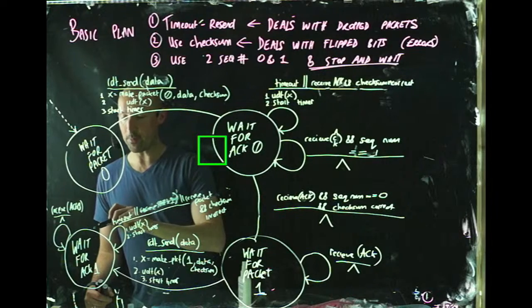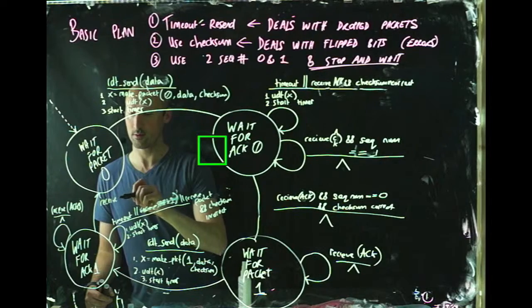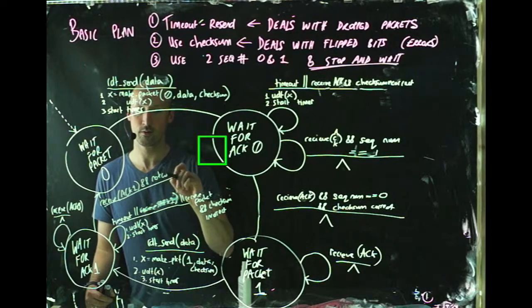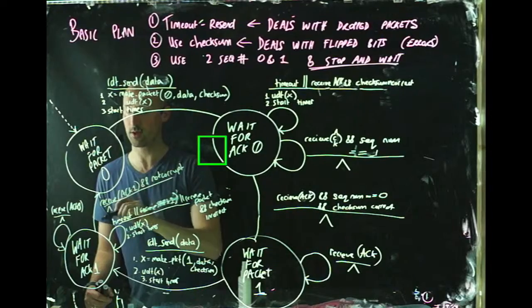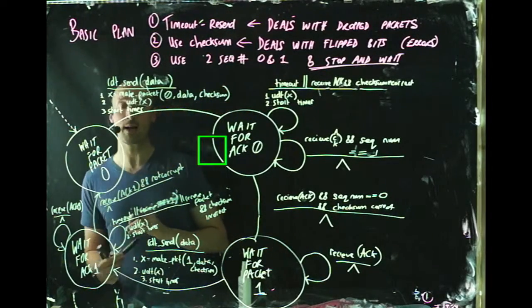And then the final thing that can happen, of course, is I actually do receive AC1, and it's not corrupt. What do I do? Do nothing except move over to this new state where once again I come back to waiting for packet 0. And that's it.